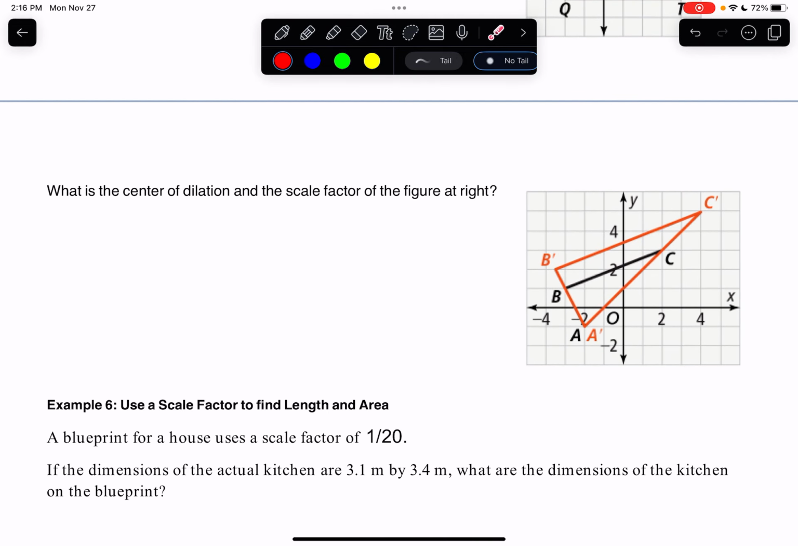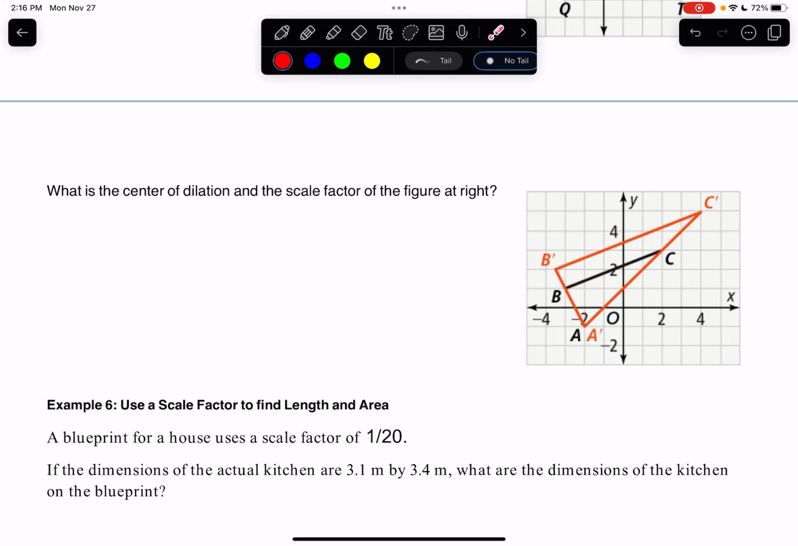Here it says, what is the center of dilation and the scale factor of the figure at right? So I can see that my image is the orange one. My pre-image is the black one. So it went from A, B, C to A prime, B prime, C prime. I know that my scale factor is greater than 1. I can figure out the scale factor by looking at the lines that I have on the graph. So if I look at AB, that goes up 2 over 1. And if I look at A prime, B prime, that goes up 3 over 1.5.